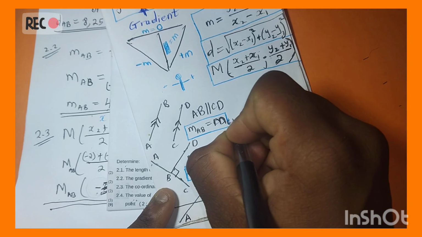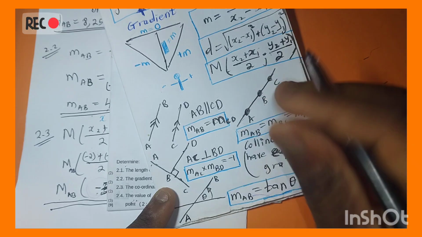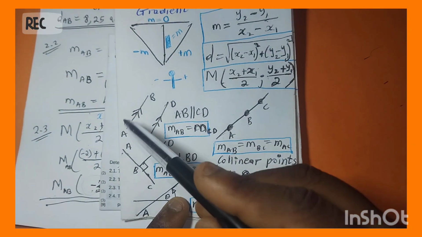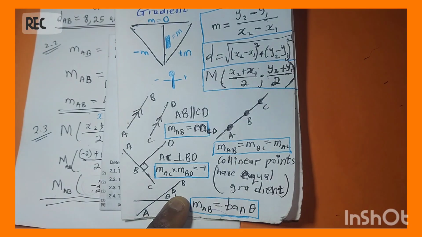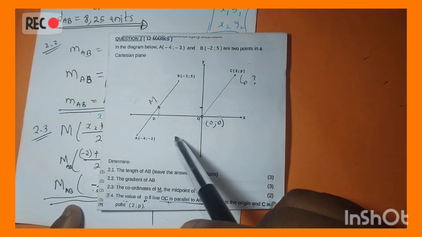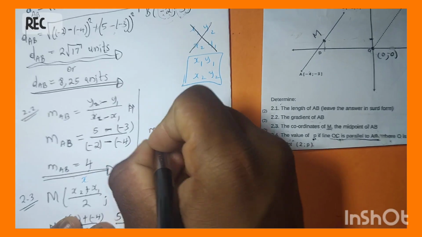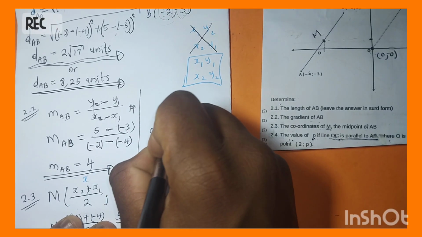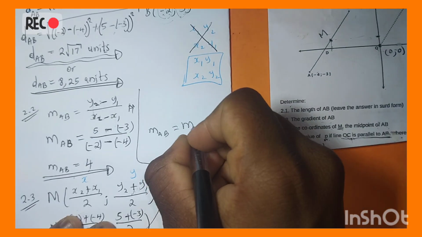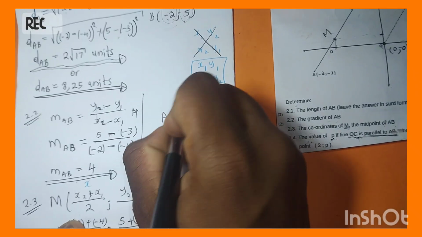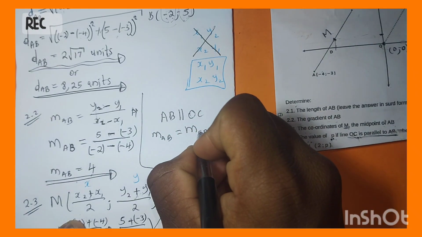For CD, I didn't notice that, but I hope that you did. So the gradient of this line is equal to the gradient of that one. This is what I will apply for these two questions. I'll say here the gradient of AB is equal to the gradient of CD, because AB, guys, is parallel to OC there.